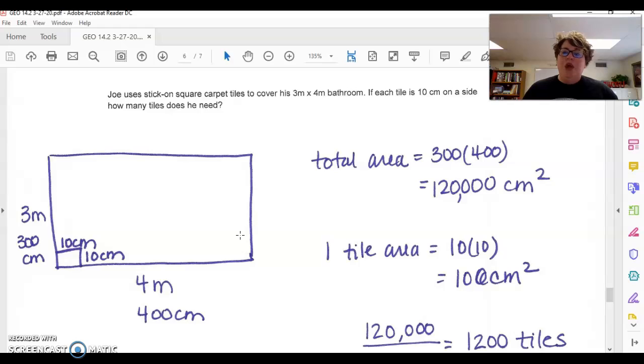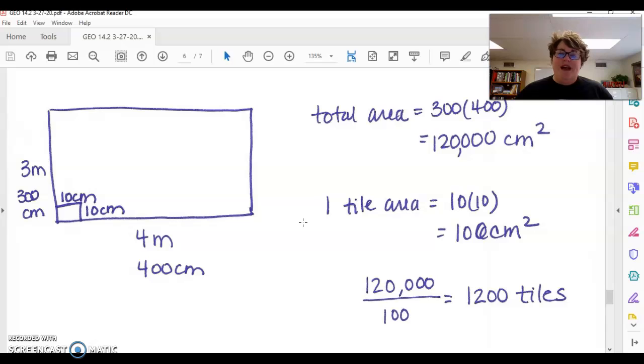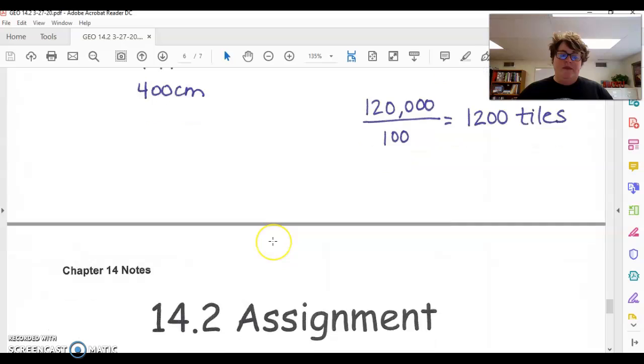squared. Now, we know that one tile is 10 by 10, so one tile is 100 centimeters squared. So if we want to find how many tiles, that means we want to take our total area divided by the area of one tile, and that means we need 1,200 tiles. Again, making sure it's all in the same unit, and making sure to label. Okay, that covers area.